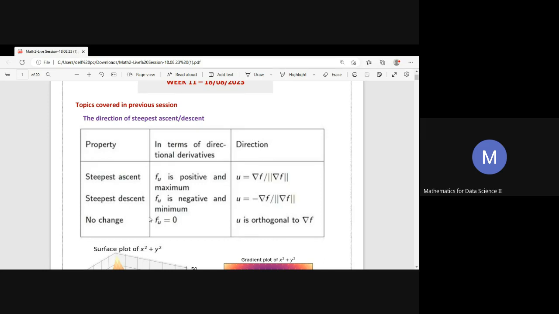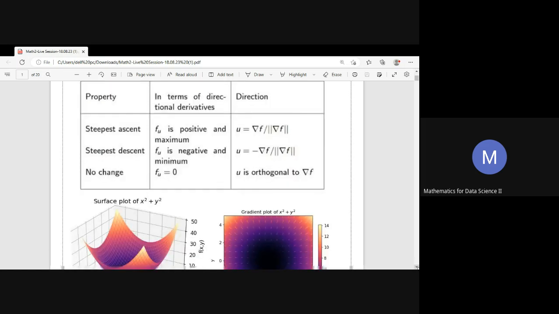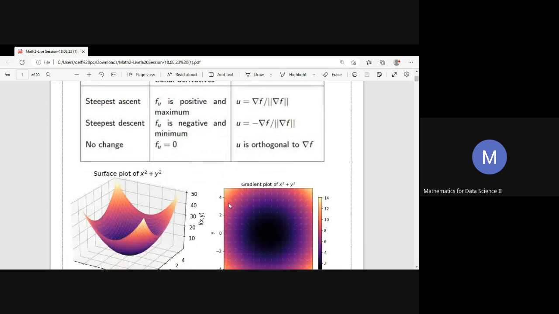And there is no change in the function when your directional derivative is 0 and u is orthogonal to the gradient of f. We saw how these directions came. Those details we have discussed in the previous session. So I'm showing this example so you can have a better idea of how this is happening.